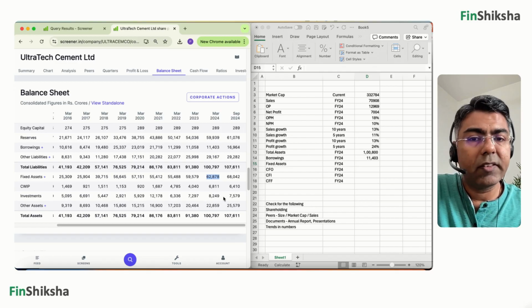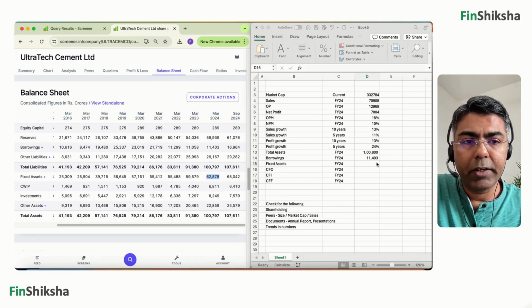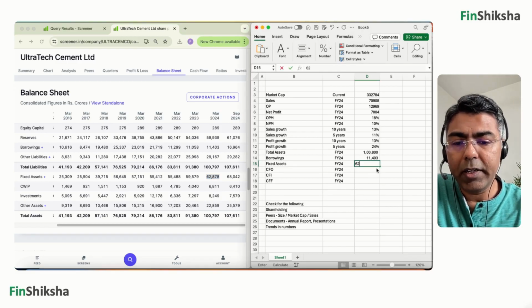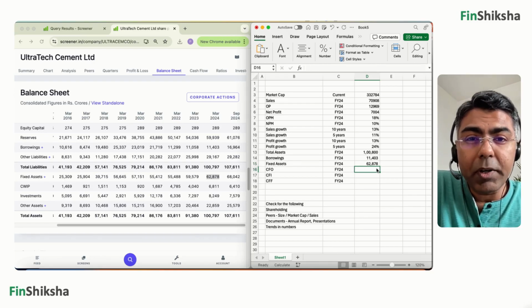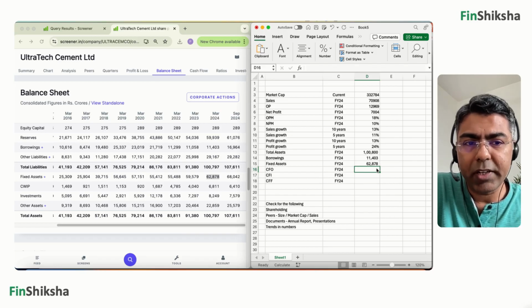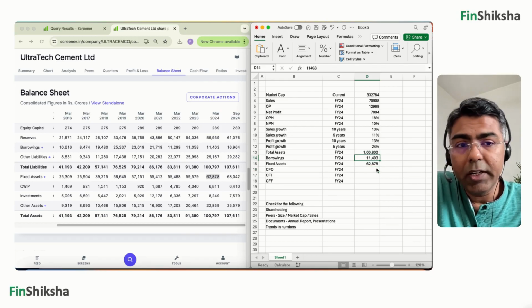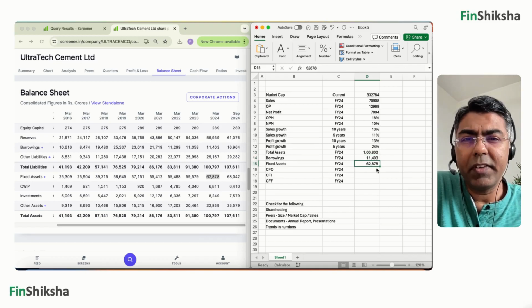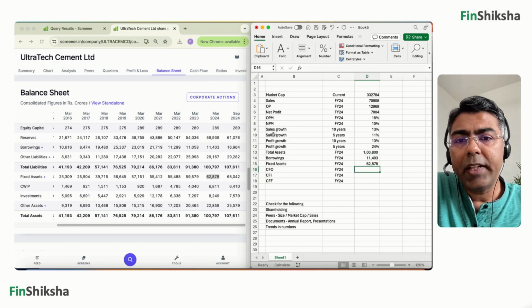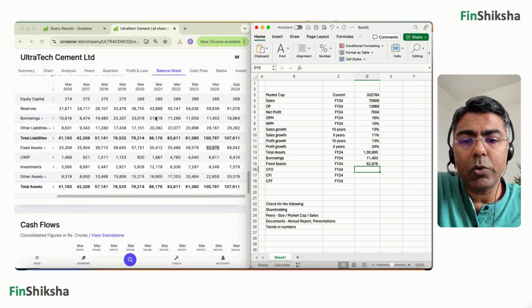Now you see fixed assets is a reasonably large component here, right? So cement seems to be a capital intensive business. So 62,878. How do you compare it if it is a capital intensive business or not? I'll put some other company here very quickly and then we'll look at some numbers and try and understand. So there is some borrowing. There is a large amount of total assets that are there, and then there are fixed assets which kind of come in, right? And then you have some details about the cash flow statement.